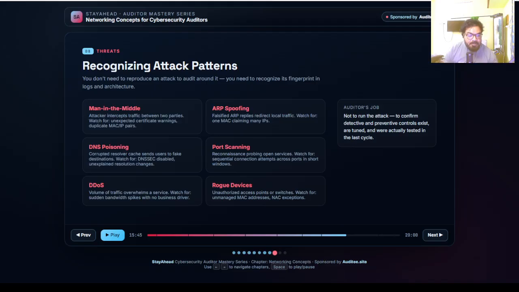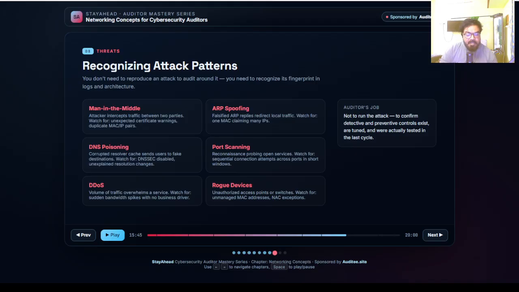You don't need to reproduce an attack to audit around it. You need to recognize its fingerprints in logs and architecture. A man in the middle attack intercepts traffic between two parties. Watch for unexpected certificate warnings or duplicate MAC and IP pairings in your logs. ARP spoofing uses falsified ARP replies to redirect local traffic. The signature to watch for is one MAC address suddenly claiming many IP addresses.